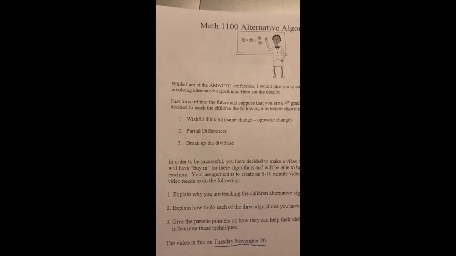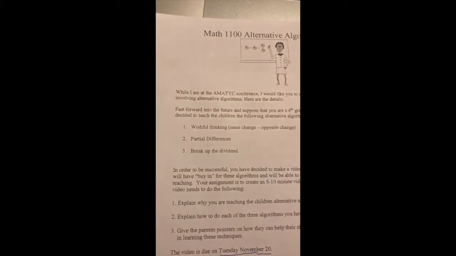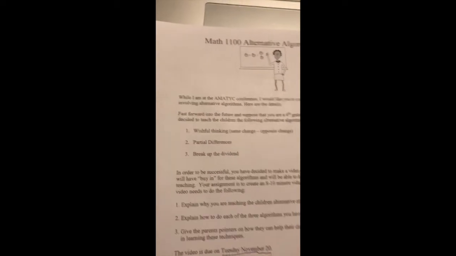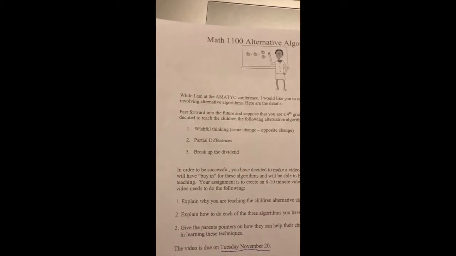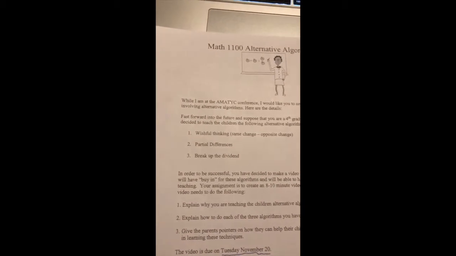The first algorithm we're going to go over is breaking up the dividend. This algorithm has been helping students understand division in a different way. It helps them use mental math when doing their division, and it has helped them learn how to do division faster and with more proficiency. I will show you guys this one. So let's take 117 divided by 9.